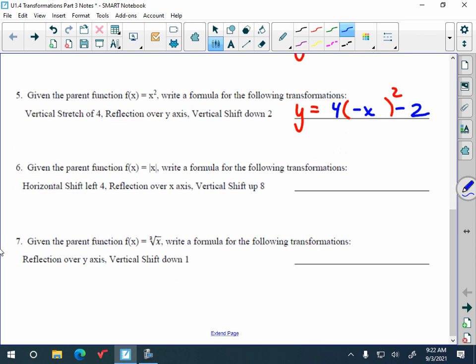All right, so let's do number 6. Now they want us to write a specific function that's absolute value. So we know we have absolute value bars in it. Here, we're going to go left 4, reflection over the x-axis, and then up 8. So see where each of those 3 things go. See if you can figure that out. Going left 4, reflection over the x-axis, up 8.